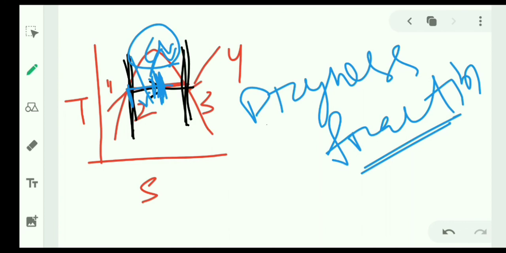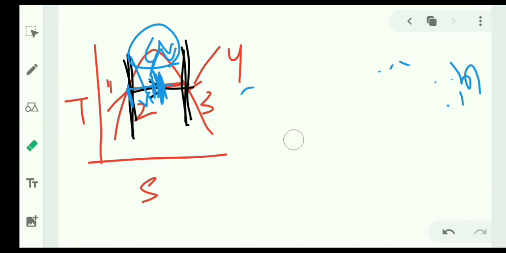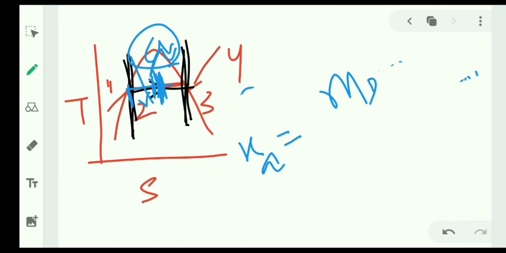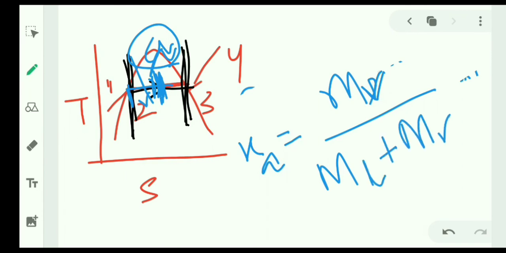So dryness fraction is denoted by X, let us say XA. X will be equal to the mass of vapor, mv, divided by the mass of liquid plus the mass of vapor. If I know the amount of vapor and the amount of liquid at that point, then I can calculate the dryness fraction. Can you tell me the dryness fraction at this point and at this point?